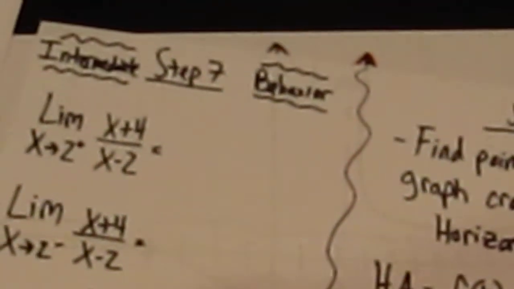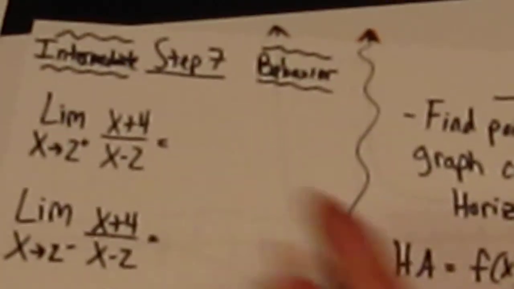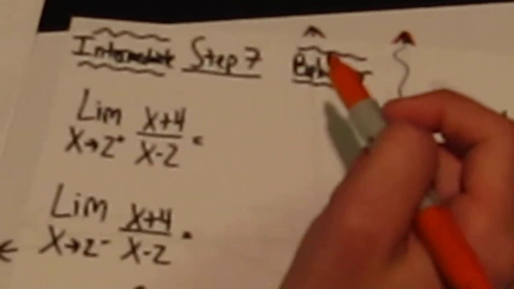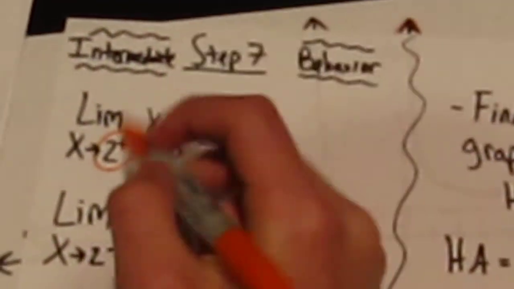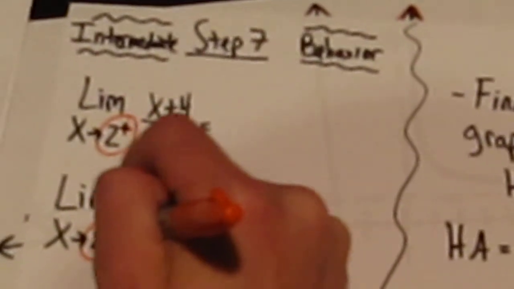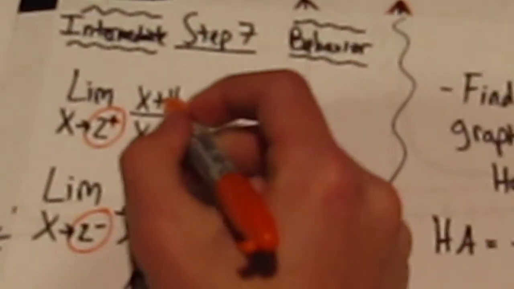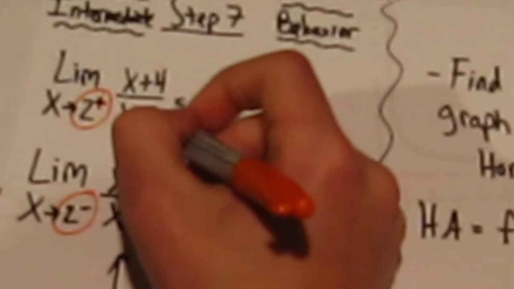Then step 7, you're going to find your intermediate behavior. So for this one, you're going to take the limit as x goes to 2 from the right side. So 2 from the right side would be the plus. And then you're going to take the limit as x goes to 2 from the left side, 2 to the negative. And this is of the new function f of x.